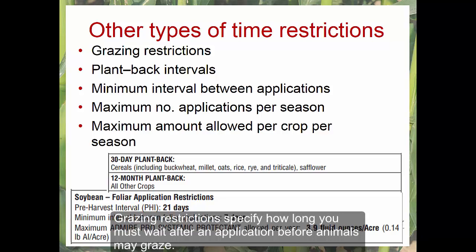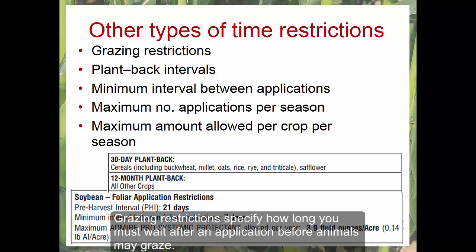For example, the 30-day plant back for cereals and the other crops listed there, 12-month plant back for all of the other crops. So what it indicates is that most crops are very sensitive. You have to wait 12 months before you can actually sow most crops.